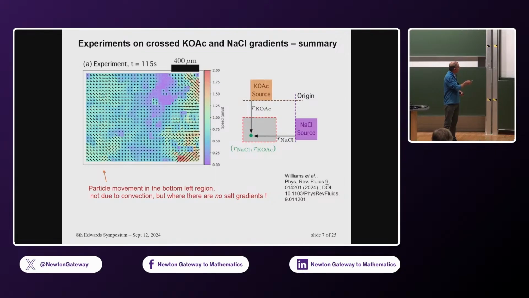But the key thing that happens is you see particles moving down in this corner where there are essentially no salt gradients. And this is what we termed action at a distance diffusiophoresis. So you've got salt gradients around here, but they're causing particles to move down here.